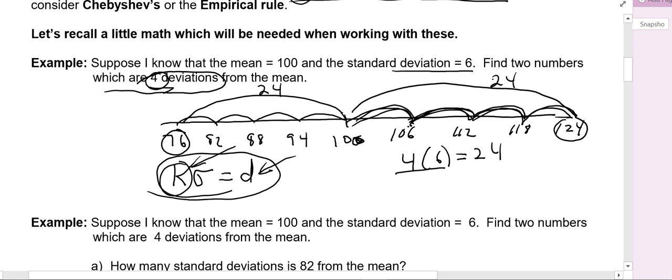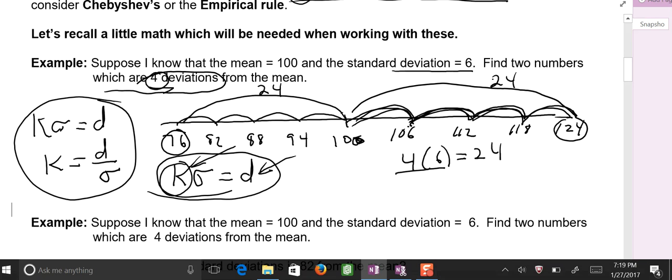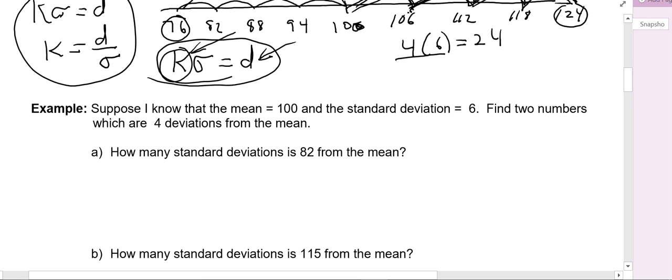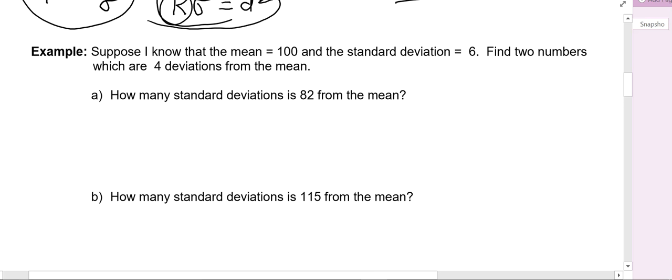But you need to know the relationship here, that K times sigma is equal to D, or K is equal to D divided by sigma. You're going to be working with one of these two. All right, so again, I'm suggesting you stop the video, work the problem, start the video.